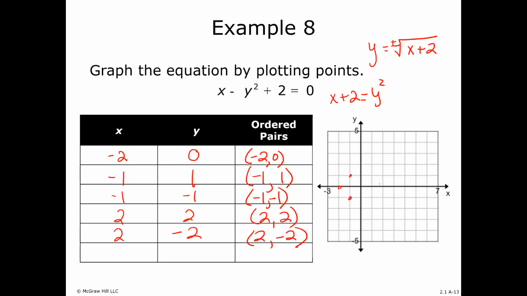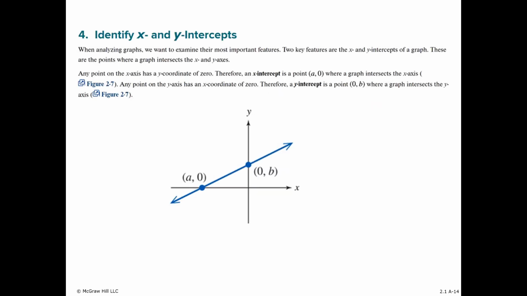So 2, 2 right here, and 2, -2 is right here. So you can see that you have this sideways parabola for this one. So that is how you would plot that one.